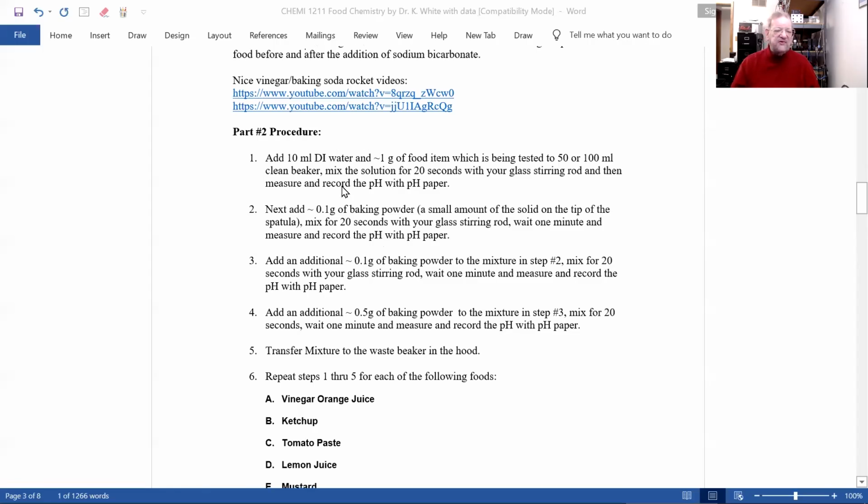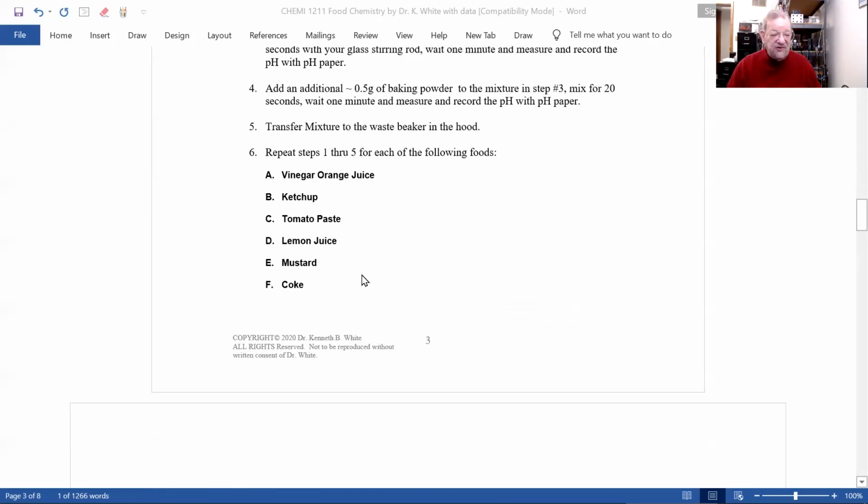What you'll do is put about 10 milliliters of DI water and about 1 gram of the food item in a beaker. Use a beaker instead of test tubes because it's easier to clean out later on. Then you'll mix it and test it with the pH paper. Then you'll add a little bit of baking powder, mix it, check the pH, add a little more, and then add a lot more. And the products you will be testing are, oops, this got mixed up somehow.